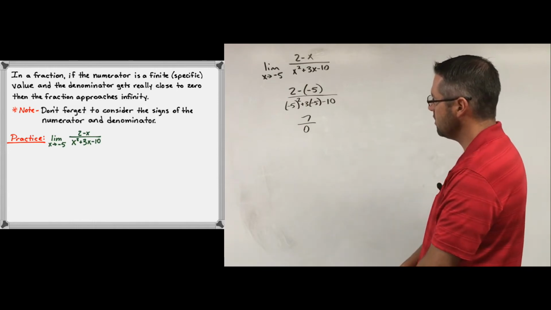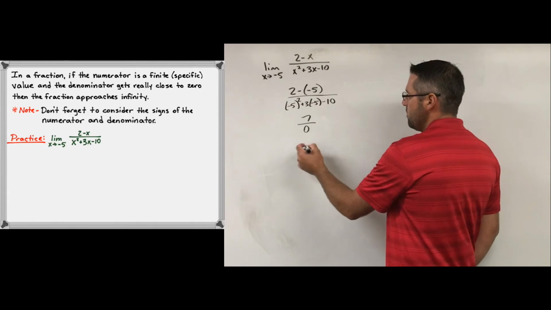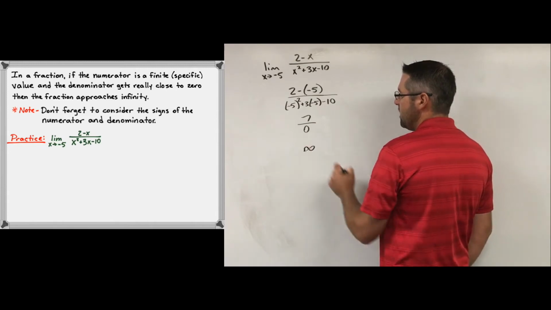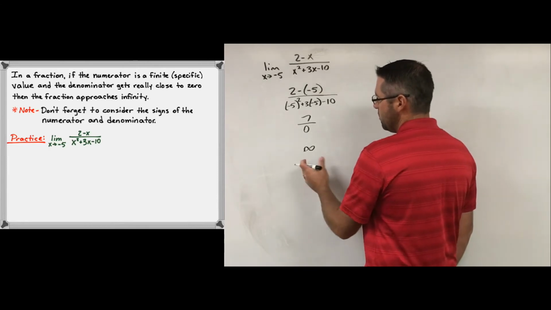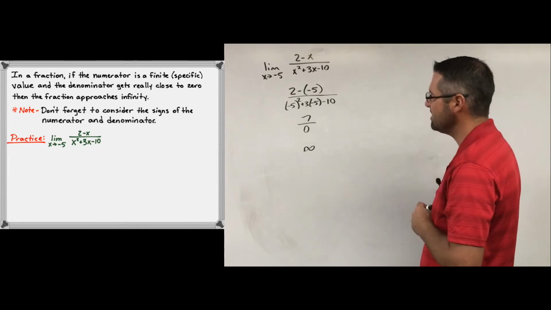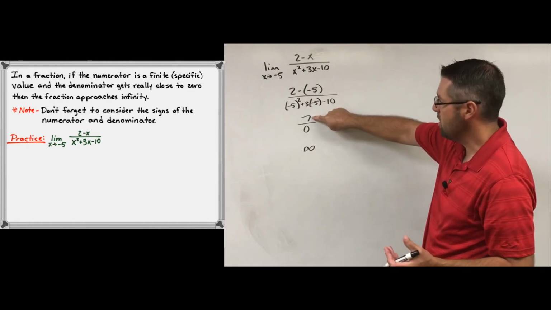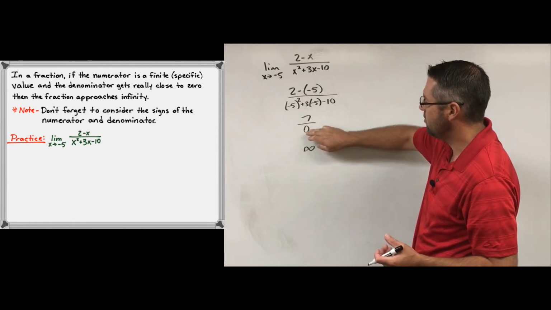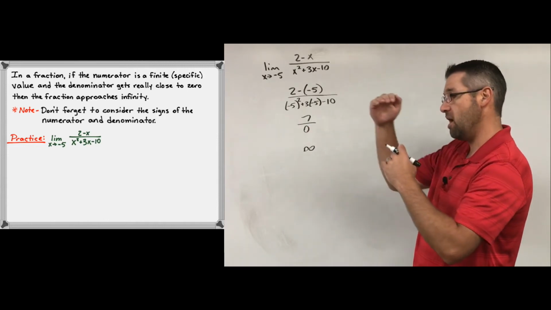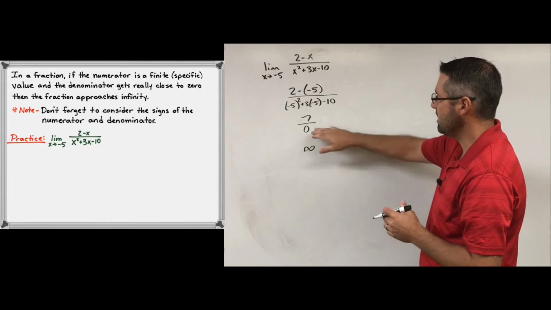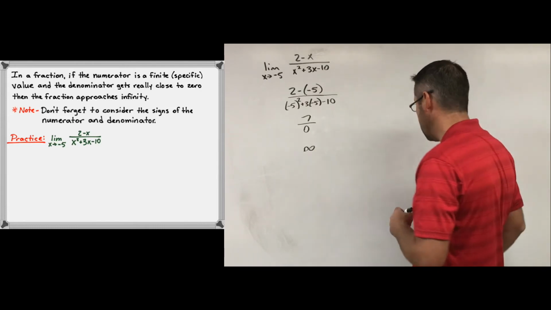7 over 0. We just talked about this. If the denominator is 0, we know that this is going to be infinity. Now, we do have to be careful here with the signs. We don't know if it's going to be plus or minus infinity because there's a lot going on here. Now, granted, the top's positive. The question is, is this approaching 0 from above or below, in a sense? Is this value approaching 0 from the negative side or the positive side?